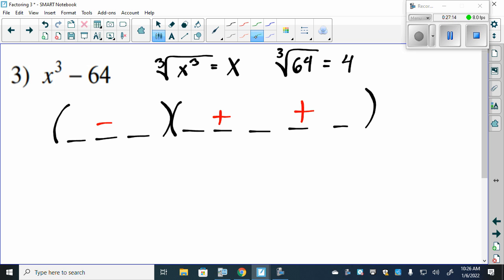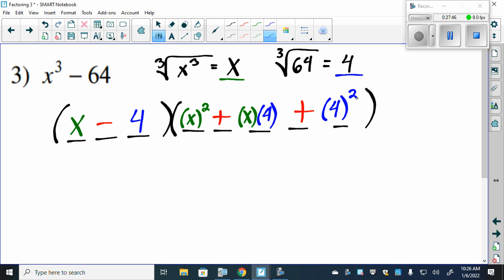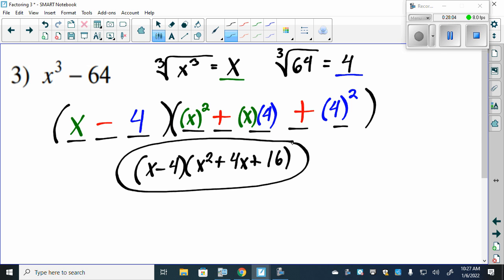Now let's plug in the first term. Well, that would be x, because x cubed came first. So here we would have x. Here we're going to have x squared, and here we will have x, and then the last one's technically x to the 0, but we don't have to put that in. For 4, we would have 4. Here is technically 4 to the 0. Then we would have 4 to the first and 4 squared. So this here actually factors down to x minus 4 times x squared plus 16. And we get this here.